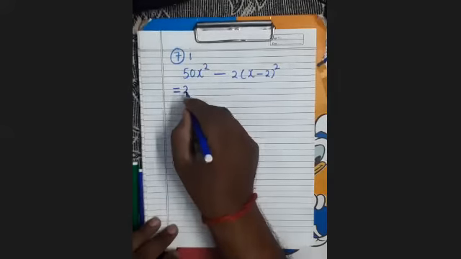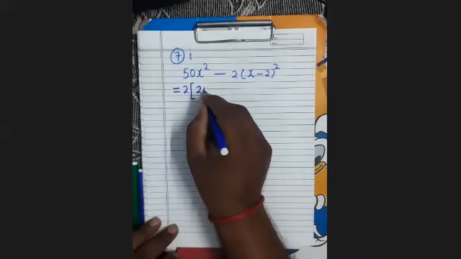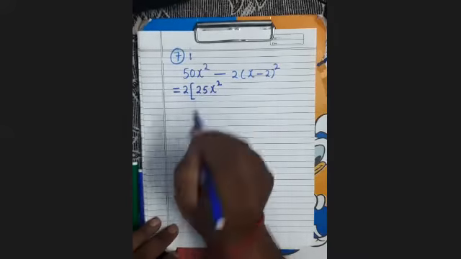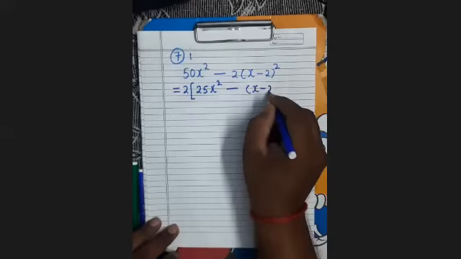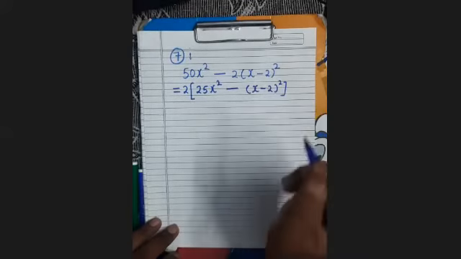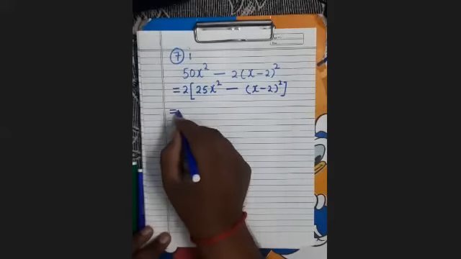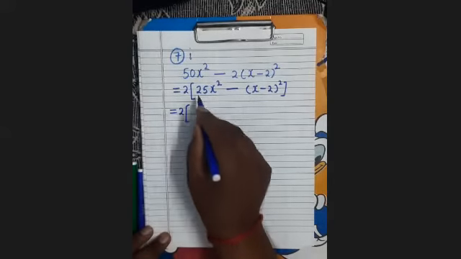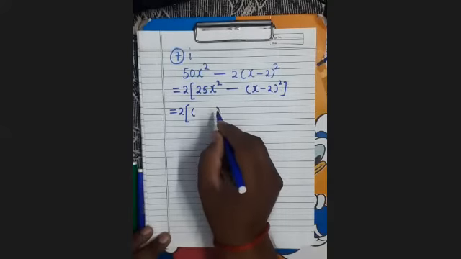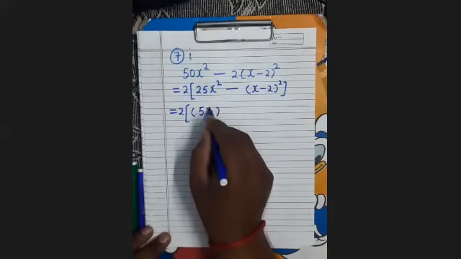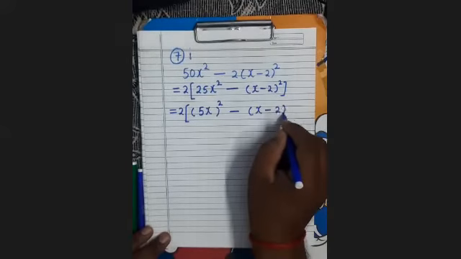So you take 2 out common. What will be left? 25x square minus (x minus 2) whole square. It is clear? Now you can see it. 25x square can be written as 5x का whole square, minus (x minus 2) whole square.